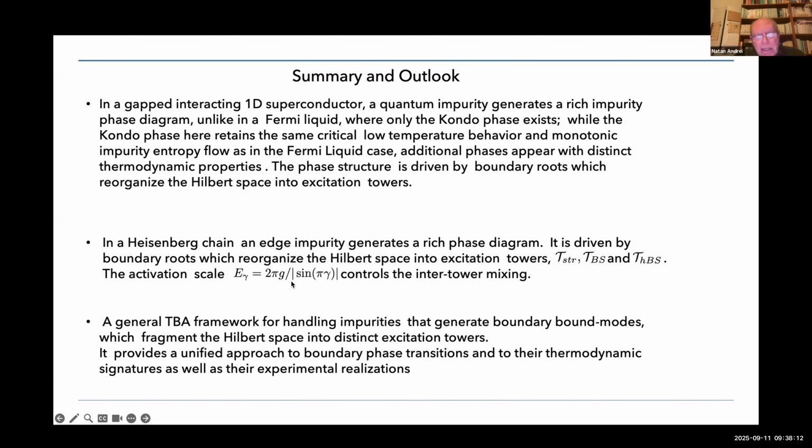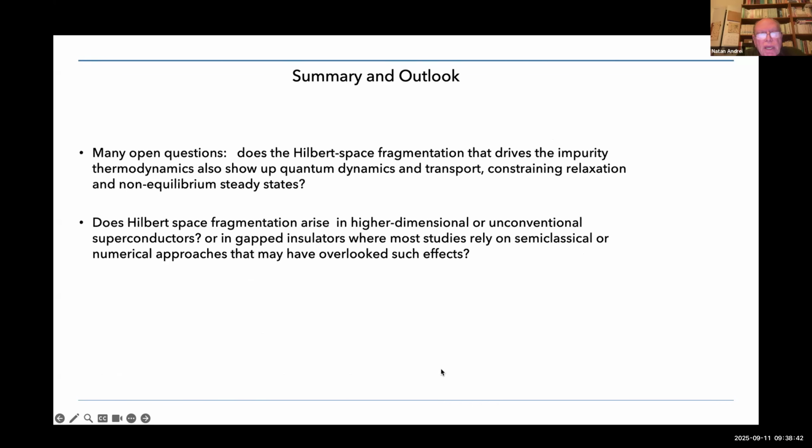And again, I have the activation energy being the energy of the boundary strings at the edge. And a general TBA framework for handling impurities that generate these bound modes needed to be devised. What we showed then is that there is a unified approach to these, and the thermodynamic signature and their experimental realization. And for the outlook, we have many open questions.